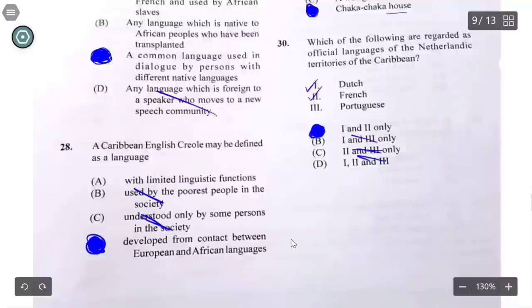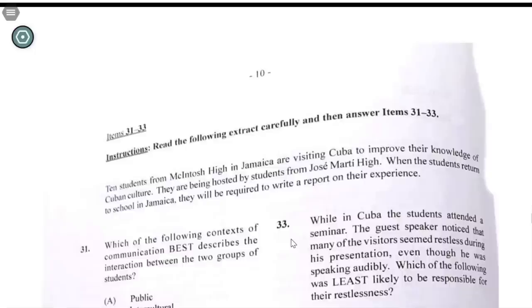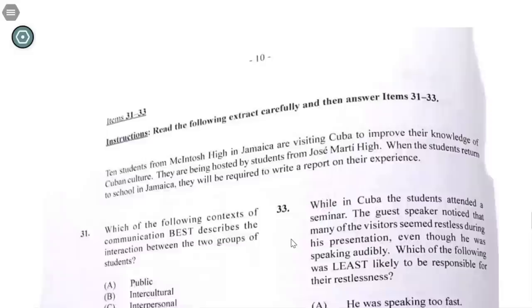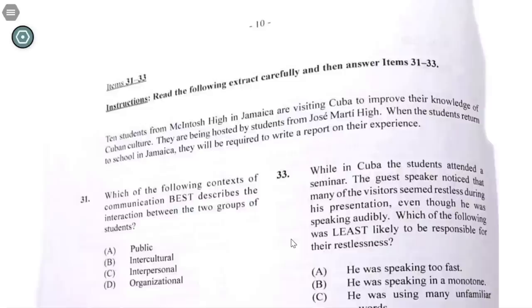Now let's deal with 31 to 33. Remember, we're dealing with these in sections. Now, 10 students from McIntosh High in Jamaica are visiting Cuba to improve their knowledge of Cuban culture. They are being hosted by students from the Jose Marte High School.